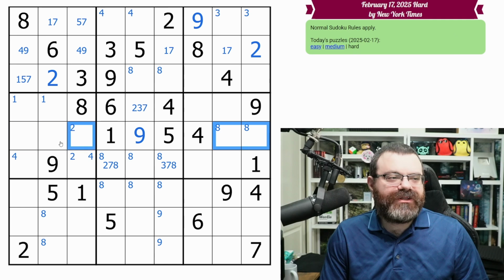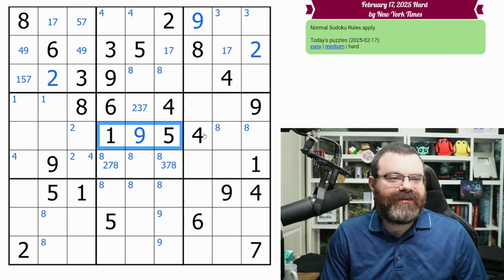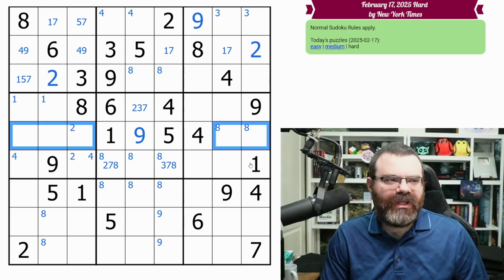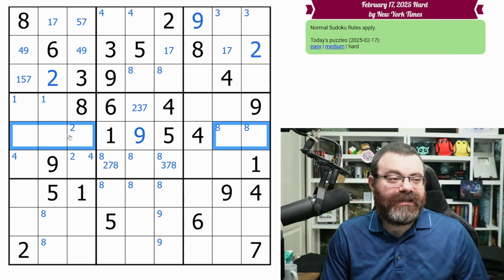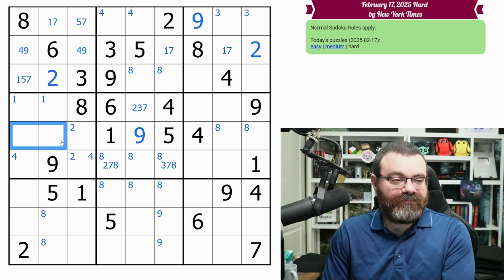I wonder if this row's interesting, though. It's 5 left, but it's in 2 boxes. We need a 2, 3, 6, 7, 8. So none of these are 8, yeah. These aren't 2 or 8. So 2, 3, 6, 7, 8.